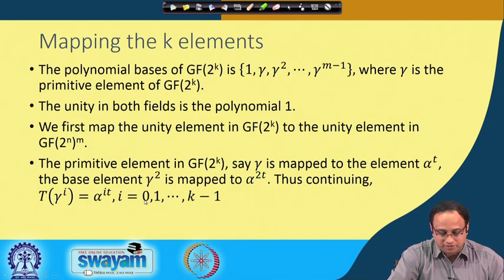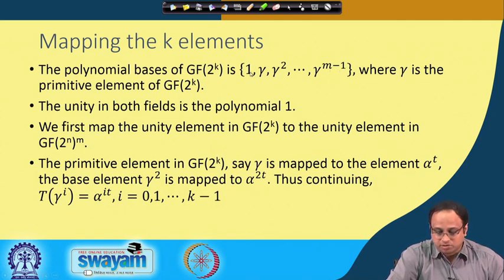Okay. So therefore, if I plug in i equal to 0, that stands for 1. So I have already mapped 1 into 1, and I start mapping gamma to the power of 1, that means gamma to alpha to the power of t, and then I map gamma squared to alpha to the power of 2t, and likewise gamma to the power of k minus 1 to alpha to the power of t times k minus 1. If I have done that, then I have mapped all my basis vectors. So these are my basis vectors.